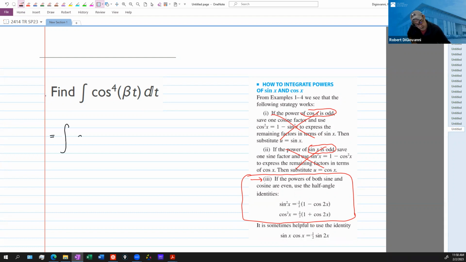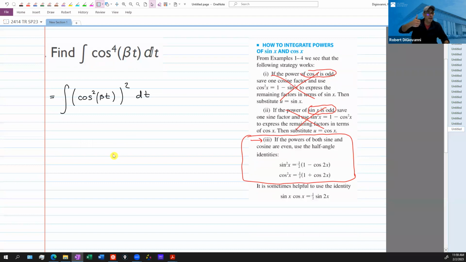I'm going to rewrite this as cosine squared beta t, all of that squared, dt. I mean, that's what cosine to the fourth means. Cosine squared squared. Oh, I erased the square, put it back. There we go. Cosine squared squared. Ethan, we good with that? You got that? Okay.